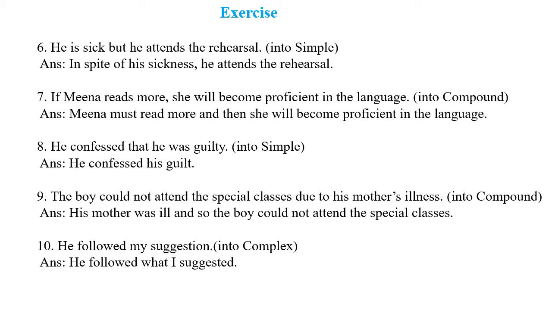Okay, next, he followed my suggestion. This is a simple sentence because there is only one finite verb. Now we are changing into complex. He followed what I suggested. He followed, subject and verb, is the main clause. Then what is a subordinating conjunction. I suggested, subject and verb. So we are getting a complex sentence. He followed what I suggested.